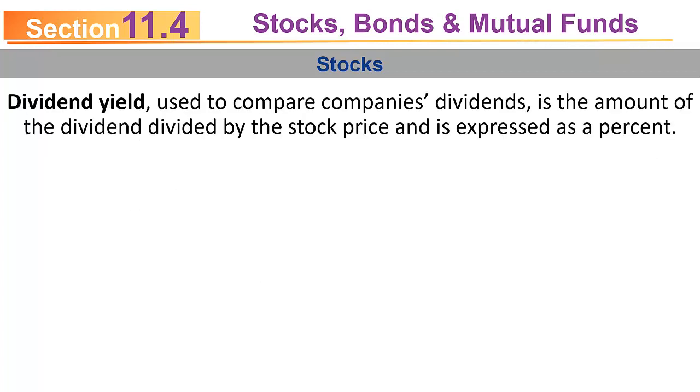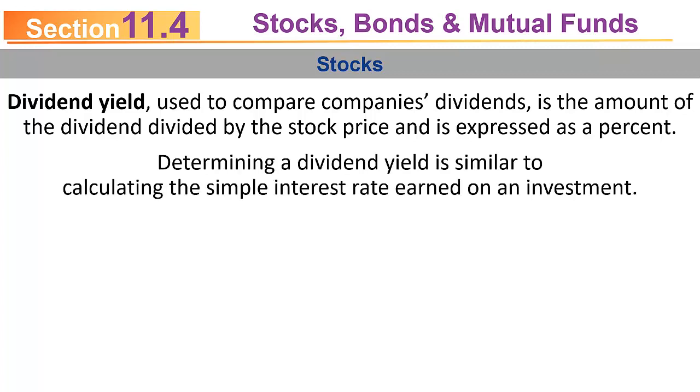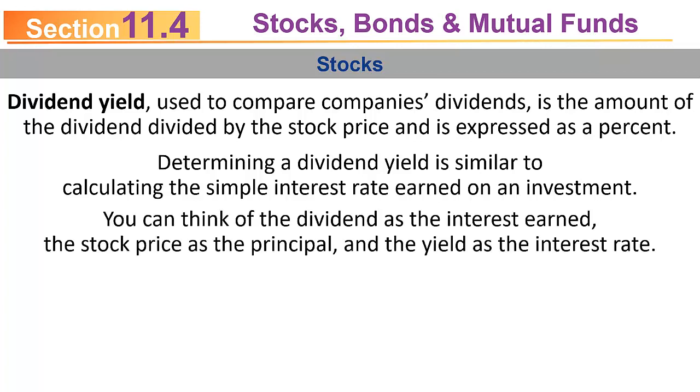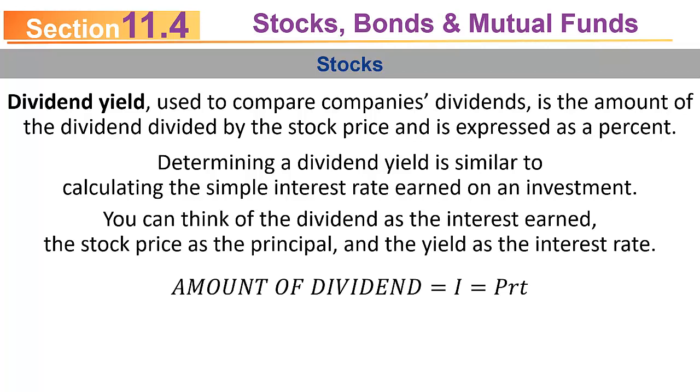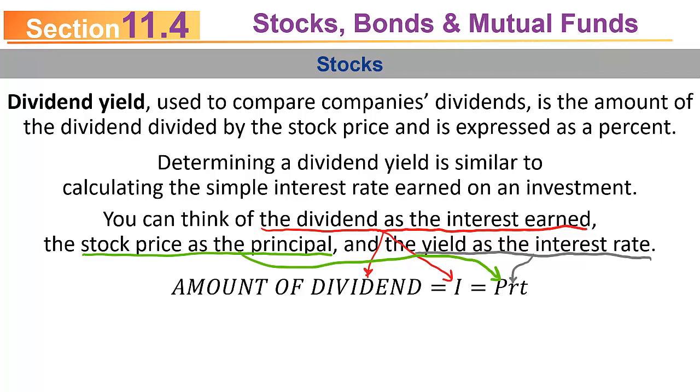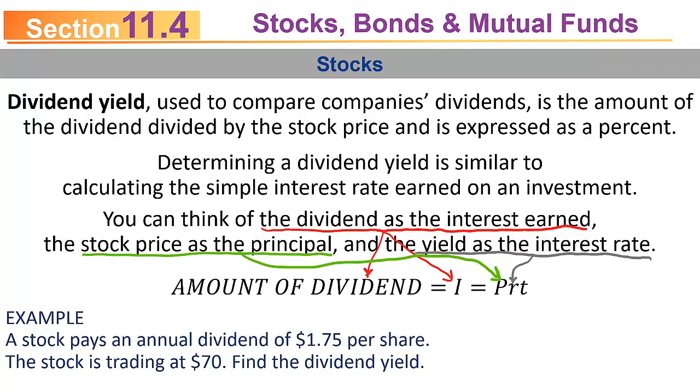Dividend yield, used to compare a company's dividends, is the amount of the dividend divided by the stock price and is expressed as a percent. Determining a dividend yield is similar to calculating the simple interest rate earned on an investment, so it's a skill that you should already have. You can think of the dividend as the interest earned. The stock price is the principal, and the yield is the interest rate. So the amount of dividend is the same as the amount of interest earned in the I=PRT formula. The principal is the stock price, and the interest rate is the yield. And of course, the time is the same in both.